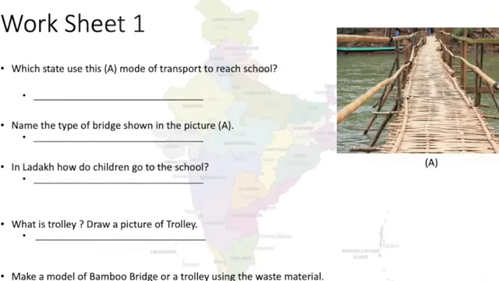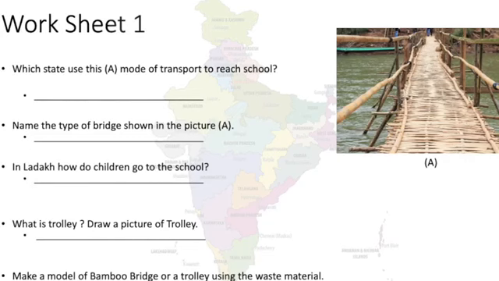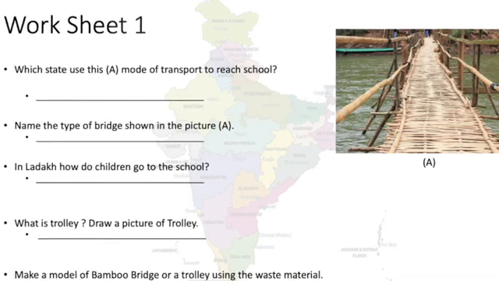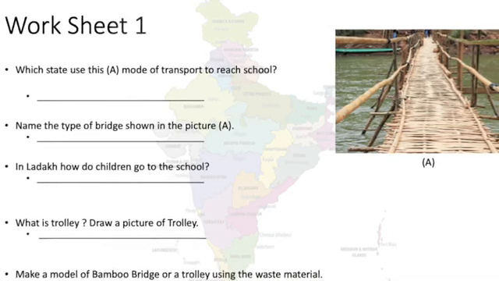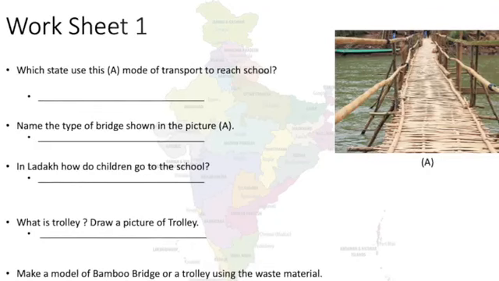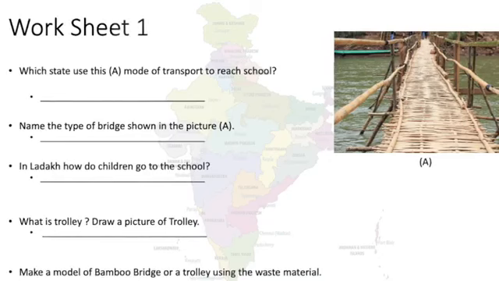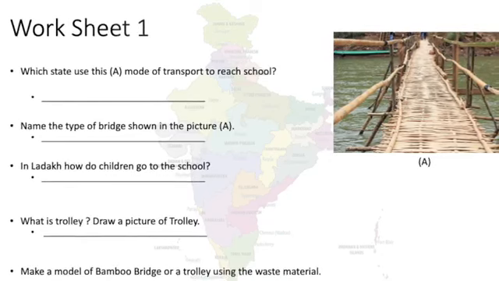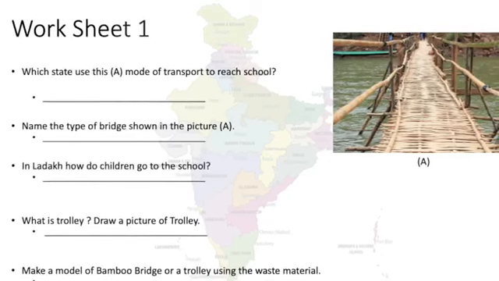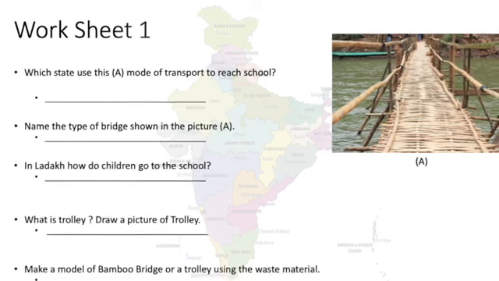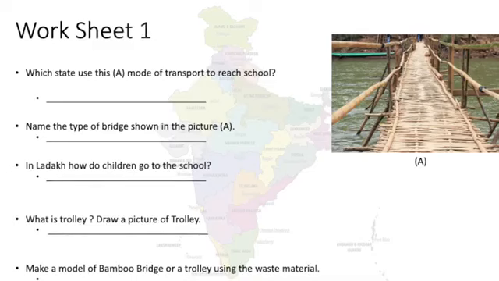Thank you so much. I think you like this lesson very much. Now coming to the worksheet. My first question is, which state uses this mode of transport to reach school? You have to write the name of the state. Coming to the next question, name the type of bridge shown in the picture. You have to identify the picture and write the name of the bridge.